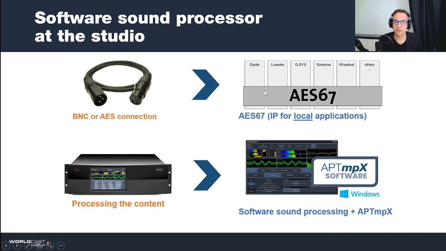If we talk about the studio, some processors recently provide their solutions as hardware, but also as software. This is the case, for example, here of Omnia 9S, available now as software, but there are several companies providing software processors.